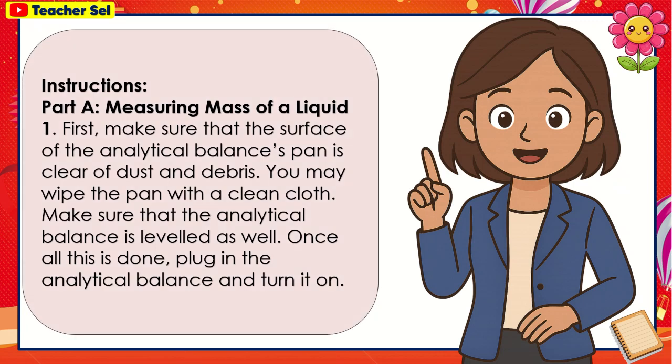Part A, measuring mass of the liquid. First, make sure that the surface of the analytical balance pan is clear of dust and debris. You may wipe the pan with a clean cloth. Make sure that the analytical balance is leveled as well. Once all this is done, plug in the analytical balance and turn it on.